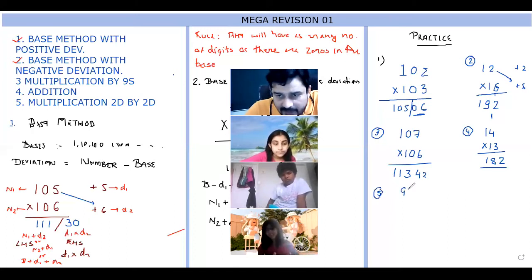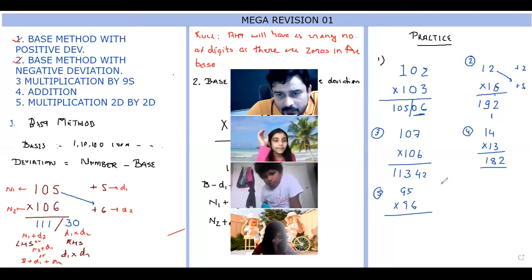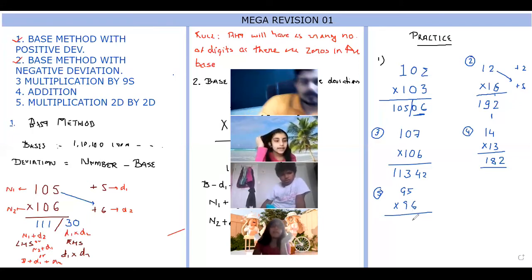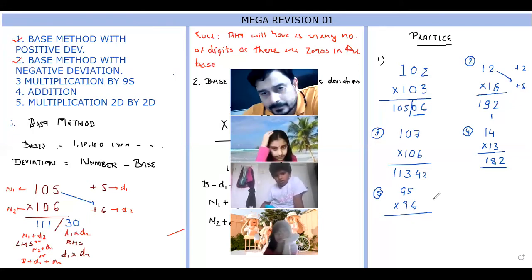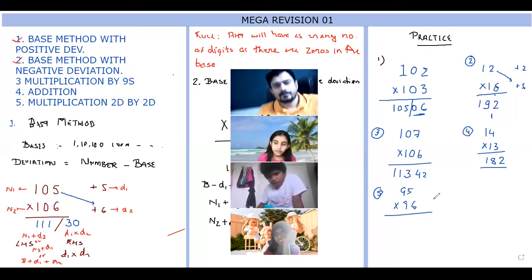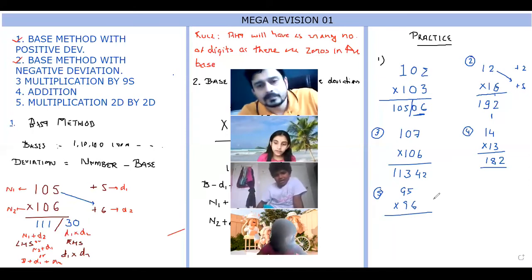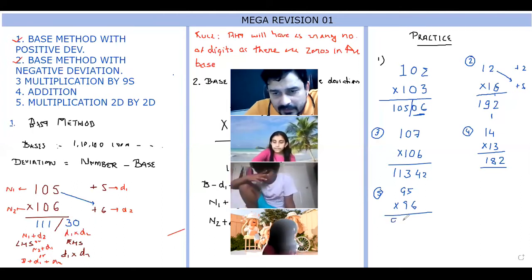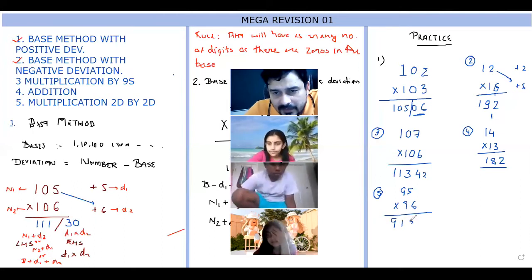95 into 96. 95 times 96. The answer is 9120. Correct answer. Very good, Arya. Your answer is correct.